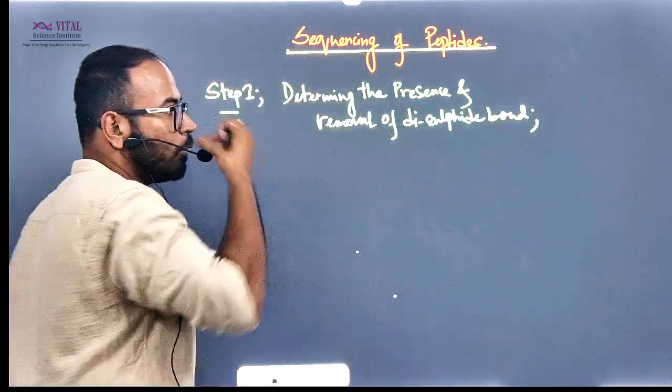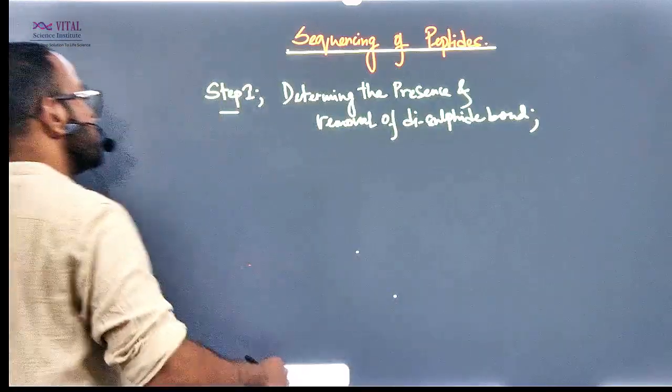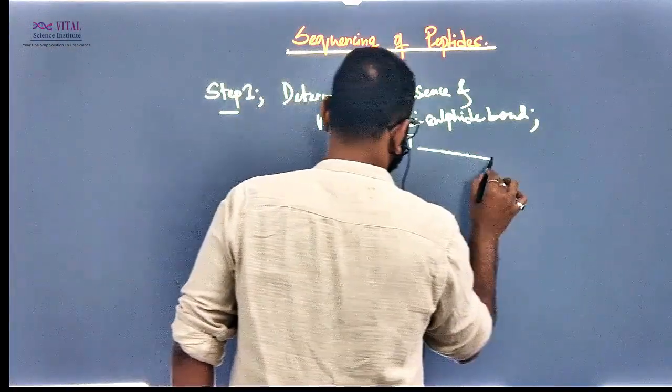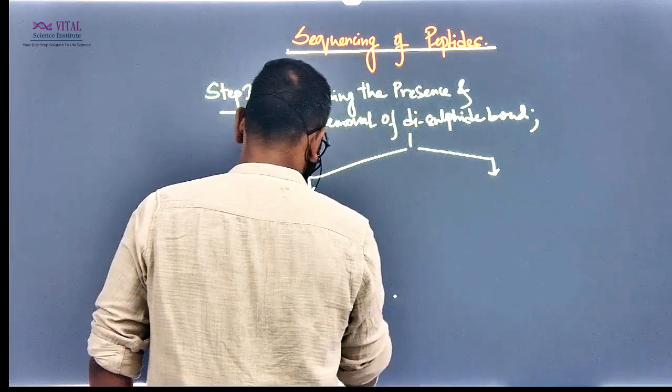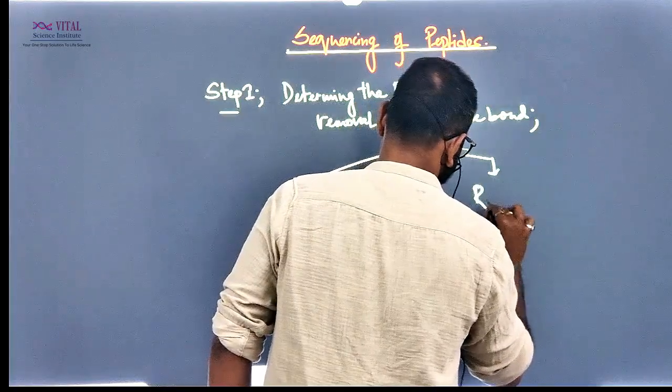So, how can that be possible? Removal of disulfide bond can be initiated by two mechanisms. One by means of oxidation, another by means of reduction.